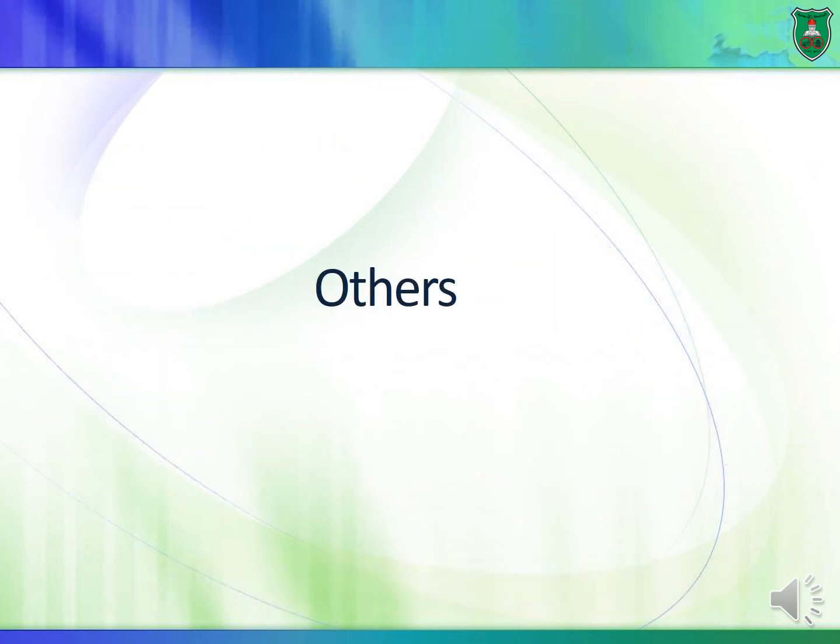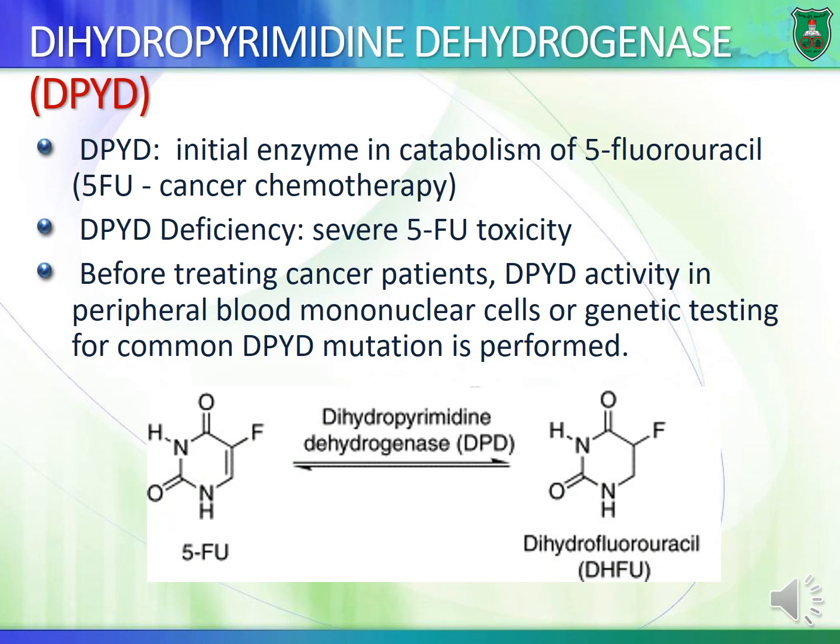Now let's look at some other examples. We have an enzyme known as dihydropyrimidine dehydrogenase. This enzyme is responsible for modifying 5-fluorouracil, which is a chemical used in cancer chemotherapy, removing it from circulation or inactivating it. Now people with deficiency of this enzyme who take 5-fluorouracil are susceptible to severe 5-fluorouracil toxicity. So before treating patients, preferably the activity of this enzyme should be measured.